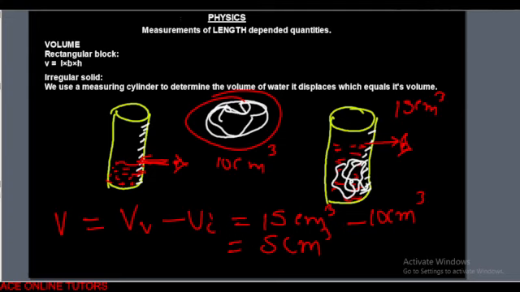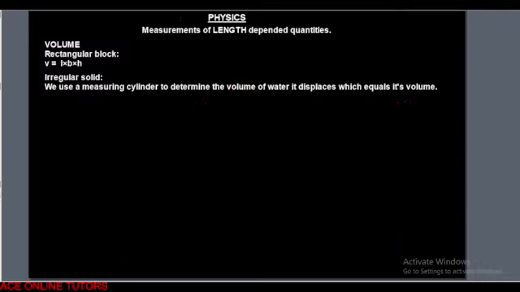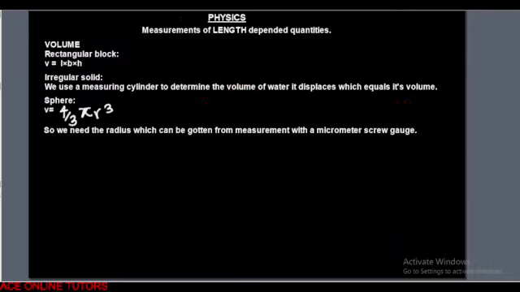So that's how we measure the volume of an object that is irregular. Now how do you measure the volume of a sphere? A sphere is also an example of a regular object. And this is how you get the volume. The volume of a sphere is just 4/3 pi multiplied by the cube of the radius.